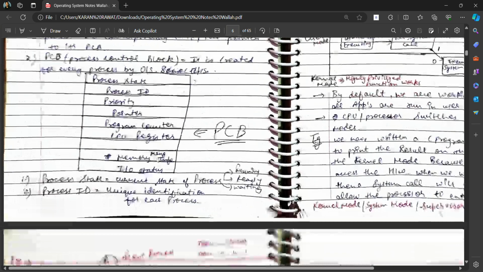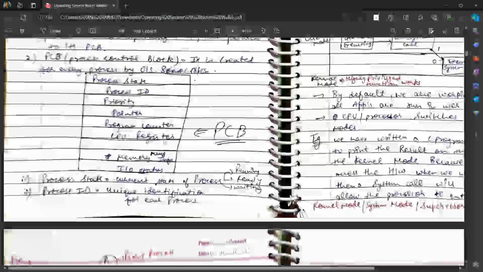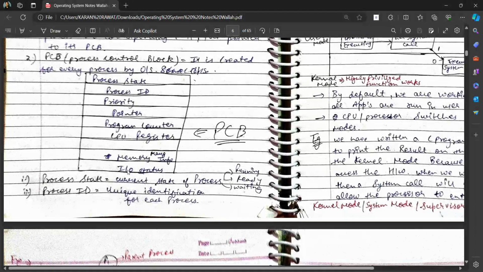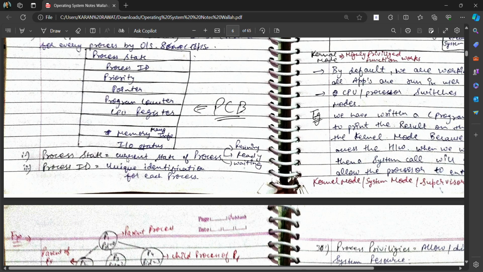Now we'll discuss what this PCB basically contains. So PCB basically contains process state, process ID, priority, pointer, program counter, CPU register, memory management information, input output status of that. Now we'll discuss them in detail. First is process state. So PCB contains process state. Now what is this process state? So process state is basically the current state of a process.